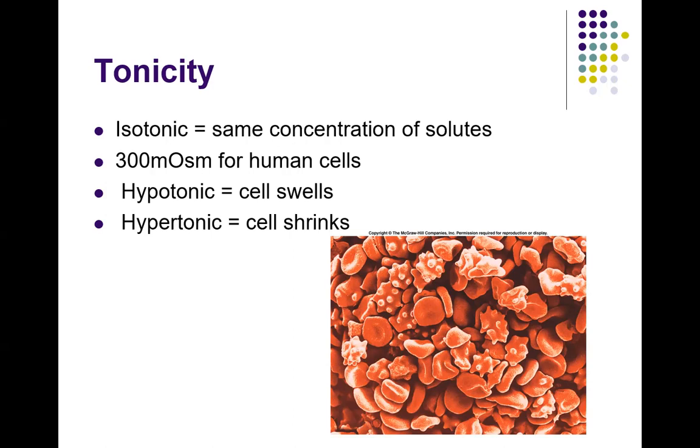Yes, water will still exit and enter these cells, but there's no directional movement. It isn't all rushing out or all rushing in. For us, 300 milliosmoles is basically what an isotonic solution would be for human cells. If you look at this little picture right here, a normal red blood cell is considered to have a biconcave shape. It's not like a beach ball, not a circle like this. A normal red blood cell is kind of disc shaped, except it's squeezed in a little bit more in the middle. It's a little bit wider on the edges and more squeezed in the middle. Let me see if I can draw it. So it's thinner in the middle and thicker on the ends.